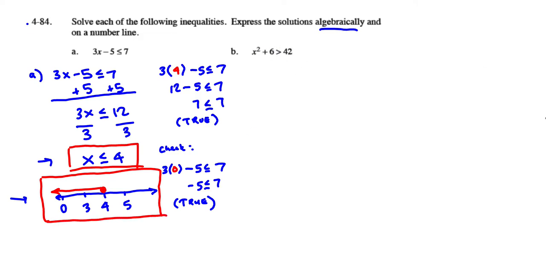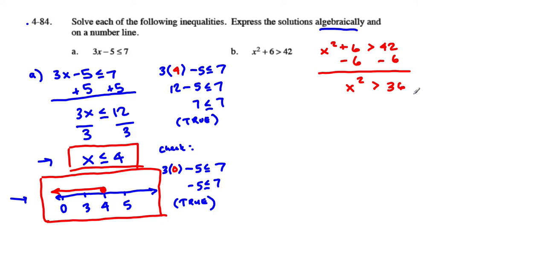Letter B. We have x squared plus 6 is greater than 42. A couple ways this can be solved algebraically. We have an x squared term and we have no x terms. So x squared is our only variable. So we can either look to isolate our variable by getting x squared is greater than 36.